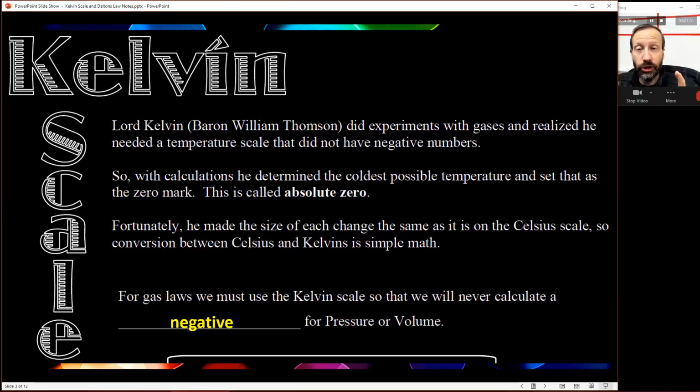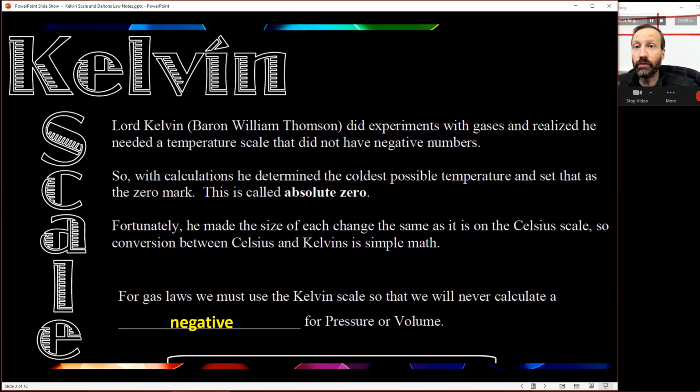It is proportional. If I have a balloon here at 100 Kelvin and I have a balloon here at 200 Kelvin, I expect the balloon at 200 Kelvin to actually be twice as big. So it's proportional. That's a great thing. And there will be no negative volumes. There'll be no negative pressures. That'll work out really great too.